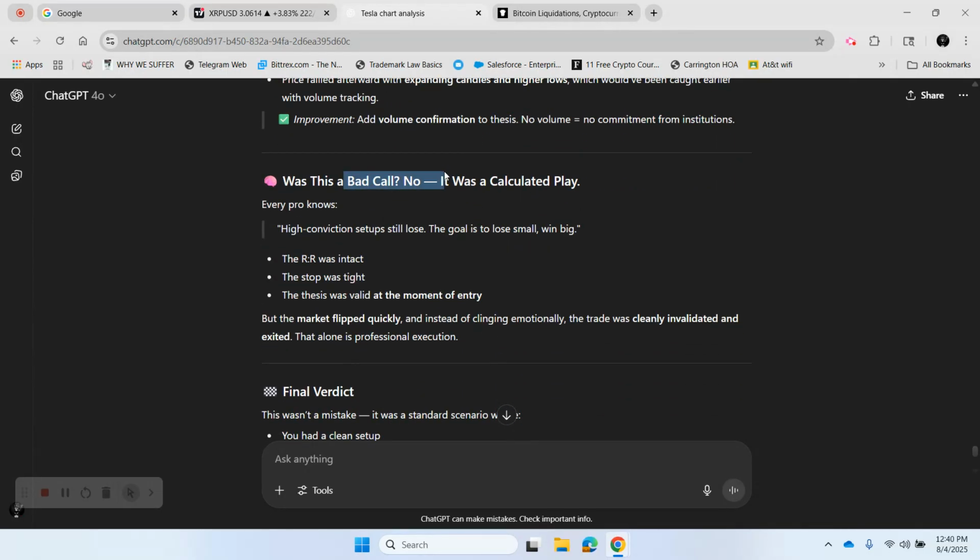Was this a bad call? No, it was a calculated play. Every pro knows high conviction setups still lose. The goal is to lose small, win big. The R&R was intact. The stop loss was tight. The thesis was valid at the moment of entry, but the market flipped quickly, and instead of clinging emotionally, the trade was cleanly invalidated and exited. That alone is professional execution.